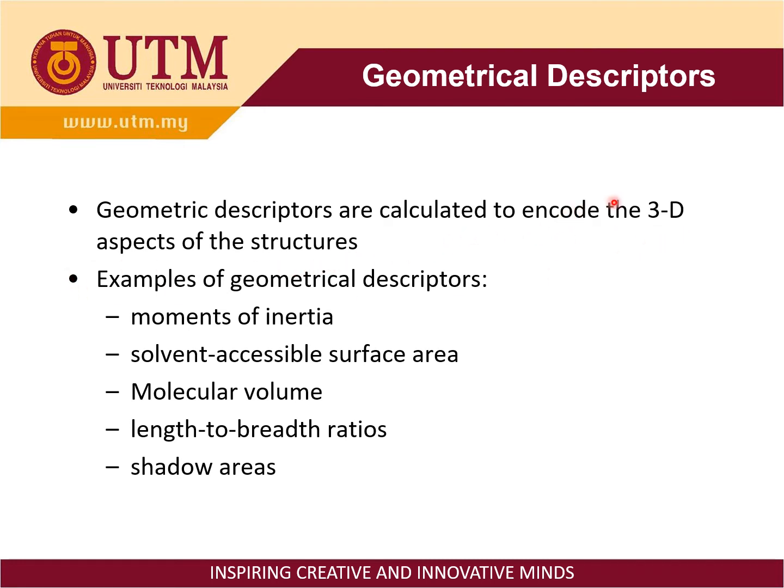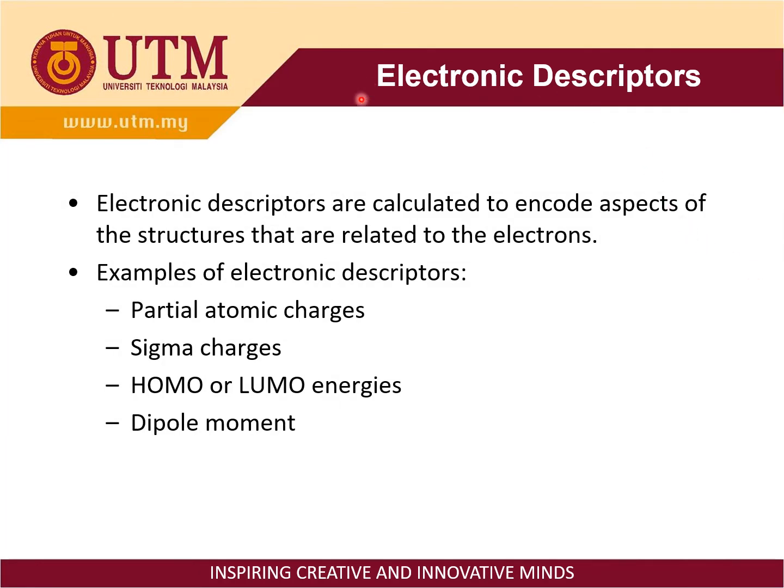So these are the 3D parts of a structure. It can be in the form of moment of inertia, solvent accessible surface area. Surface area melibatkan 3D, then molecular volume, length to breadth ratio, and also shadow areas. Then electronic descriptors. Electronic descriptors are calculated to encode aspects of the structure that are related to the electrons. So electronic studies yang macam quantum calculation semua boleh masuk bahagian electronic descriptors.